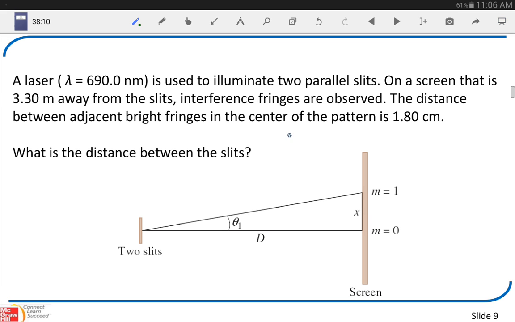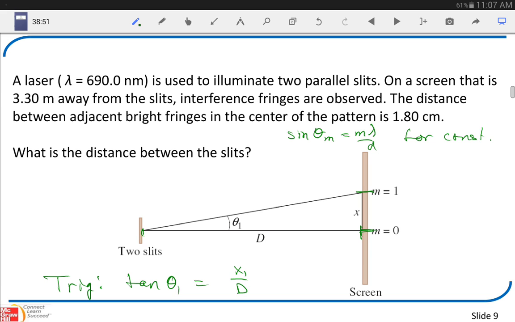The first one is you have to have the condition for constructive interference. Sine theta sub m is equal to m lambda over d for constructive interference. What else? If you look at your picture, we have x and D, and here's theta 1. What relates x and D in theta 1? Tangent theta 1 is equal to x1 over D.